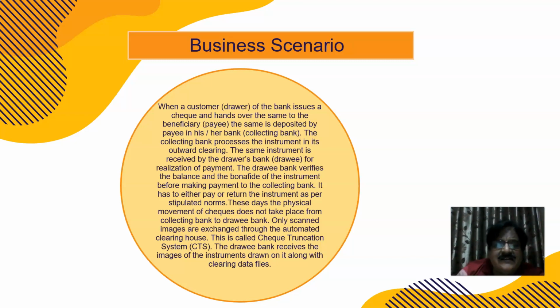The drawee bank will verify the signatures and the balance before making payment to the collecting bank. It is either to pay or return. Either it has to return or it has to clear the check. There's no third way out. These days, the physical movement of the check does not take place from the collecting bank to the drawee bank. Only the scanned, or you can say digital, image of the check is sent to the drawee bank through automated clearing houses, which are maintained by NPCI, National Payments Corporation of India. This is called CTS, check truncation system. The drawee bank receives the image of the instrument drawn on it along with the clearing data file.